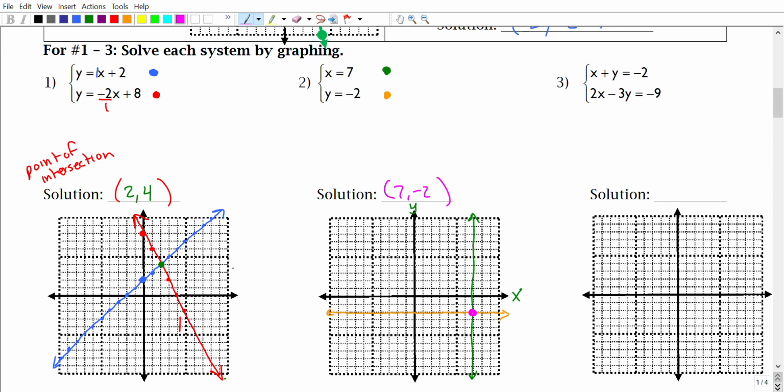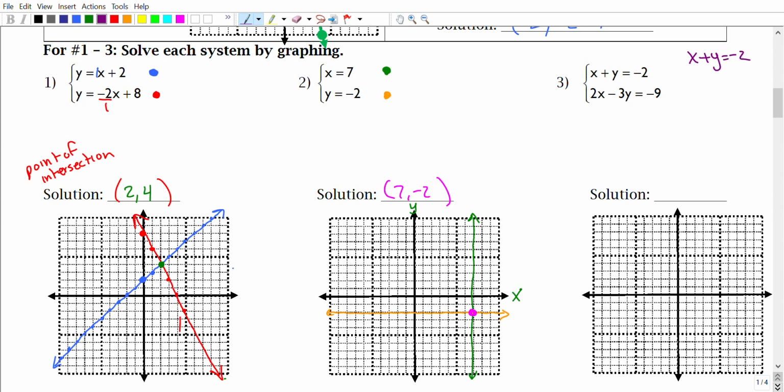Number 3 looks a little harder, which actually, again, not that much harder. The only difference is now we have to rewrite the equation so we can identify our slope and our y-intercept. Let's go ahead and do this one in purple here. So I have x plus y equals negative 2. So I'm actually going to rewrite it.